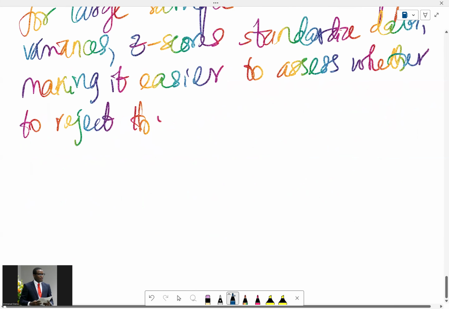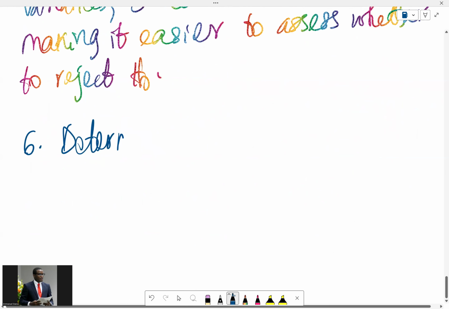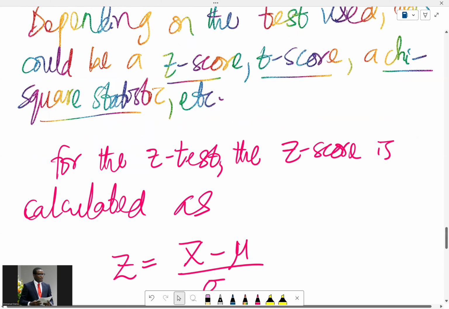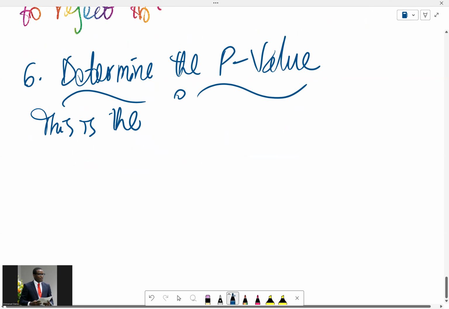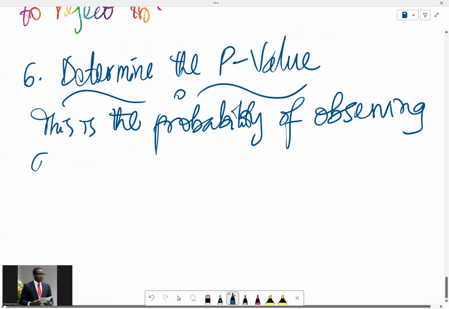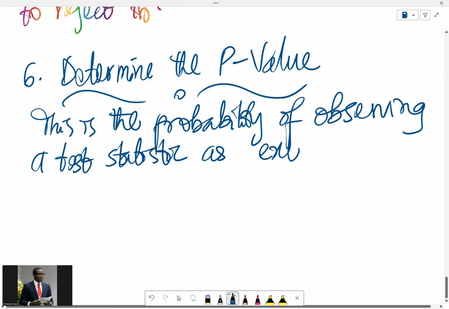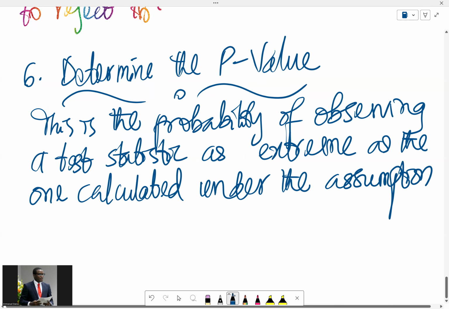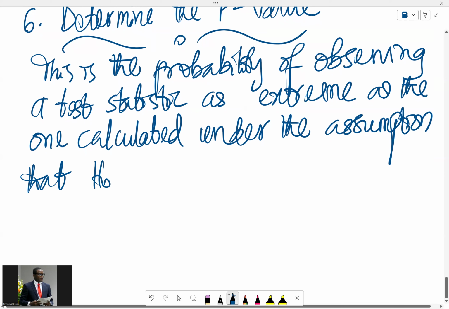Step 6 is to determine the p-value. This is the probability of observing a test statistic as extreme as the one calculated, under the assumption that H naught, the null hypothesis, is true.